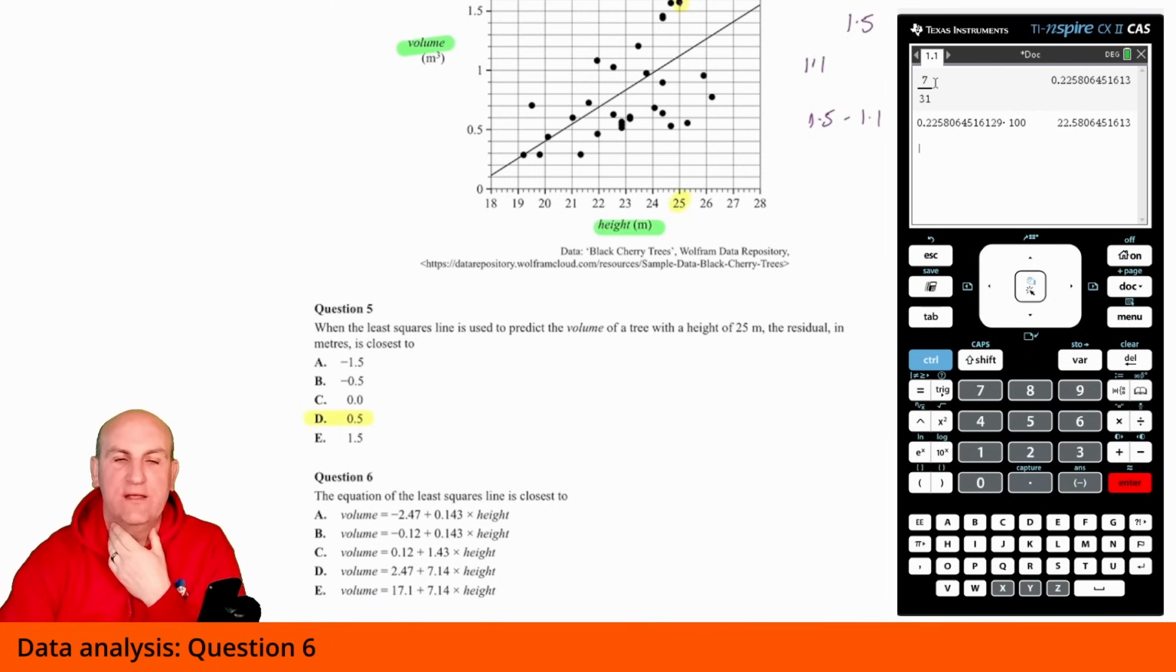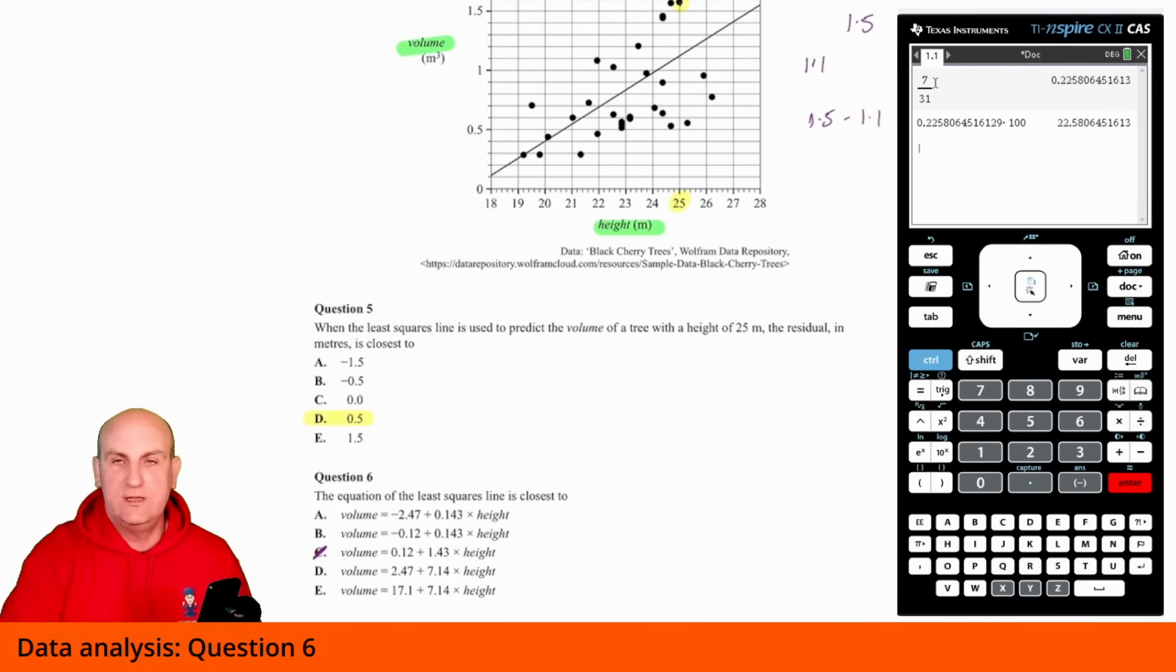Probably discount anything that is at 0.1. Anything that starts with 0.1, I'm going to get rid of, as that value there, because my intercept is not 0.anything. All right, what else have I got? My volume is equal to minus 2.4, 17.7.